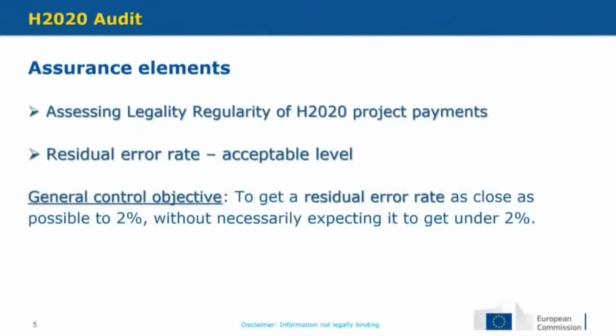The assurance elements of the audit: the main purpose of an audit is to provide assurance. Now, the assurance elements are used to assess the legality and regularity of Horizon 2020 project payments, and to also calculate a so-called residual error rate. Basically, the residual error rate is the remaining error not detected within the audit. The objective is to keep this residual error rate at an acceptable level. The general control objective of the control strategy is to get the residual error rate as close as possible to 2%, without necessarily expecting it to get under 2%, of course.